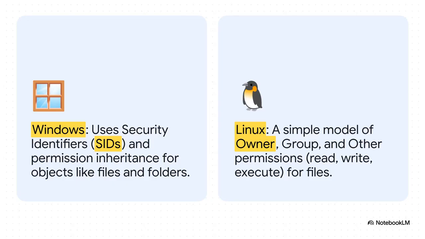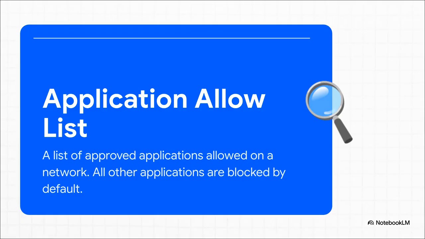And what's really kind of cool here is seeing how different systems handle this. You look at Windows, and it's this super complex hierarchical system with things called SIDs and inheritance. It's a lot. Then you look at Linux, and it's got that classic, almost elegant model. You've got permissions for the owner, the group, and then everyone else. They're two totally different ways of thinking, but they're both trying to get to that same end goal, controlling who gets to do what. Here's another really powerful tool for your guards, an application allow list.